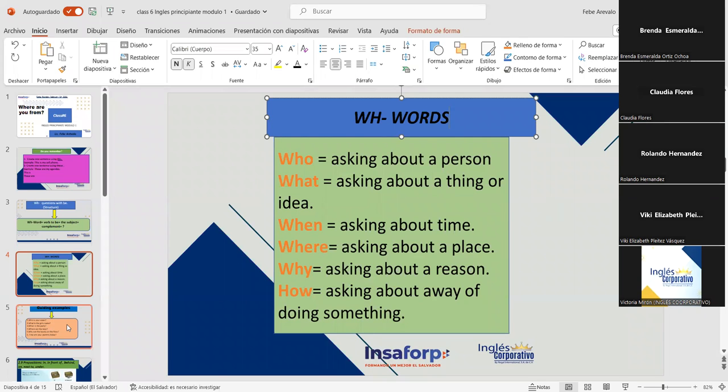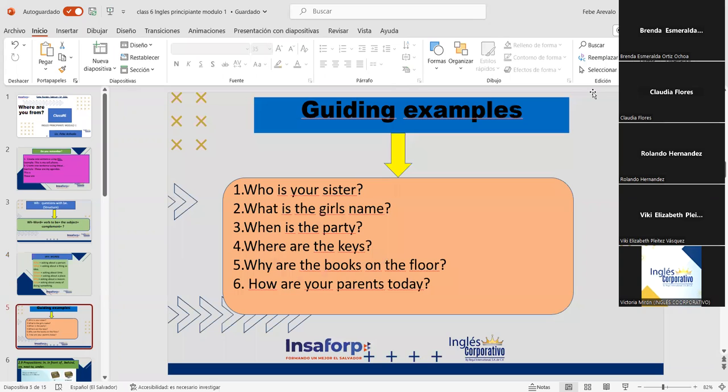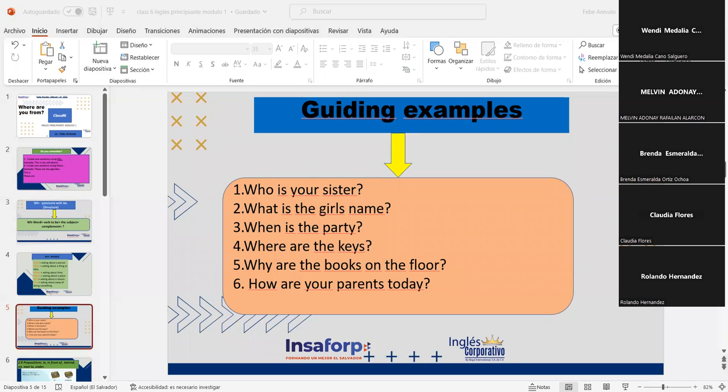All right, let's check the guiding examples. Let me have Brenda, number one, please. Brenda Esmeralda. Who is your sister? Very good. Claudia Flores, number two. What is the girl's name? Excellent, thank you.